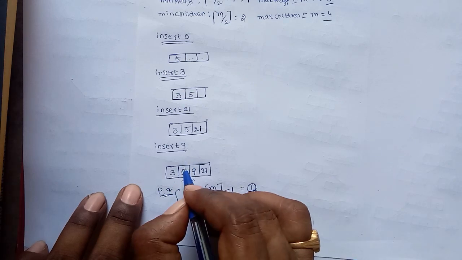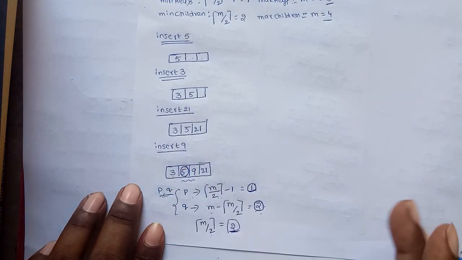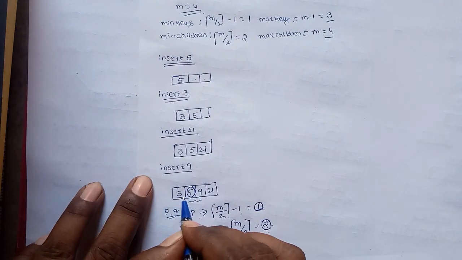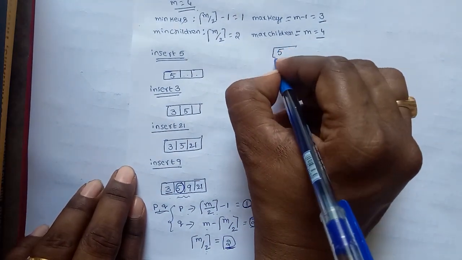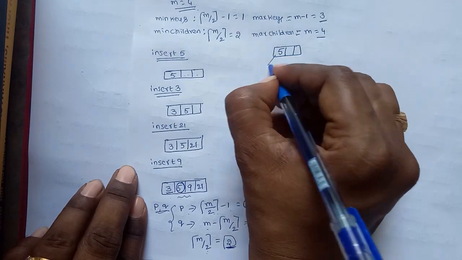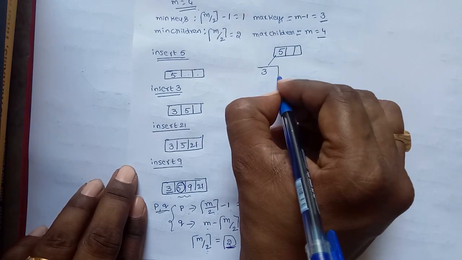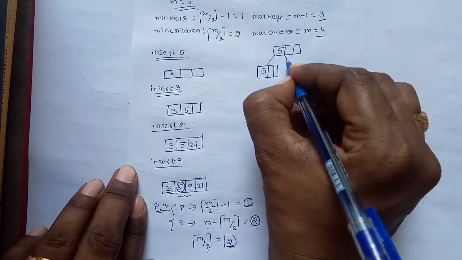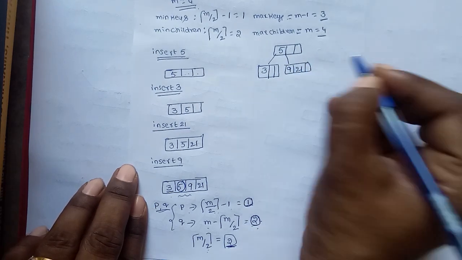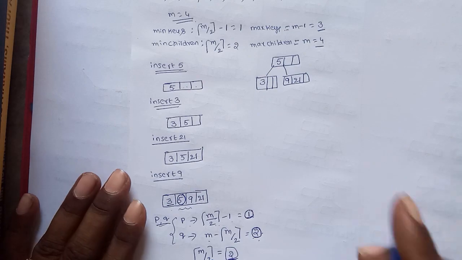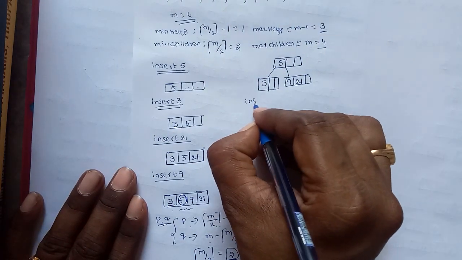What is the second element here? 5 is the second element, and the left contains only 1. So 5 is moved to the root, and the left subtree contains one element and the right subtree contains two elements. This is the tree. Okay, now insert 1.